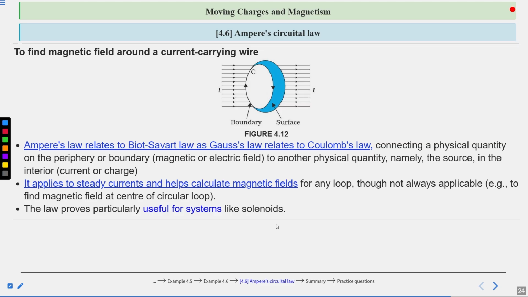The law proves particularly useful for systems like solenoids. Okay, we are going to discuss the solenoid case in tomorrow's lecture, in the next lecture.